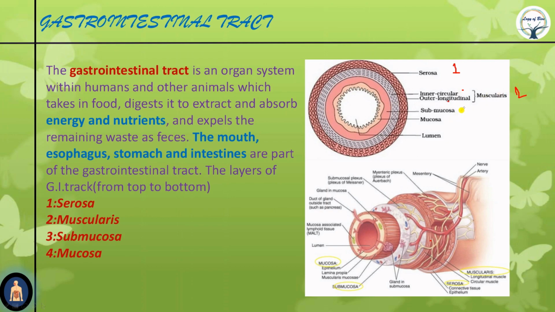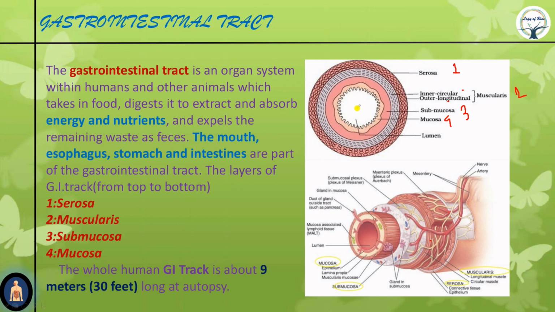So first one is serosa, then muscularis, then submucosa. Submucosa is the third one. Finally, the fourth one is mucosa. Mucosa has tiny folds. These folds are known as folds of Kerckring. Lumen is the hollow space through which food moves.